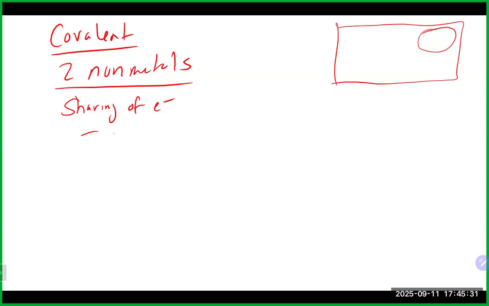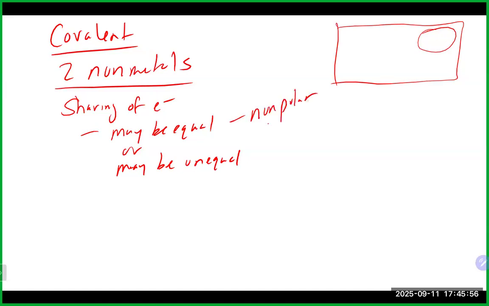Now, as we will talk about, the sharing may be equal, or it may be unequal sharing. If you remember, we talked about those type of names. If we have equal sharing of electrons between two atoms within a bond, you could think of it as almost like a neutral bond, and that is what is known as a nonpolar covalent bond, or usually just a nonpolar bond. If we have unequal sharing of electrons, that is what is known as a polar bond or a polar covalent bond.